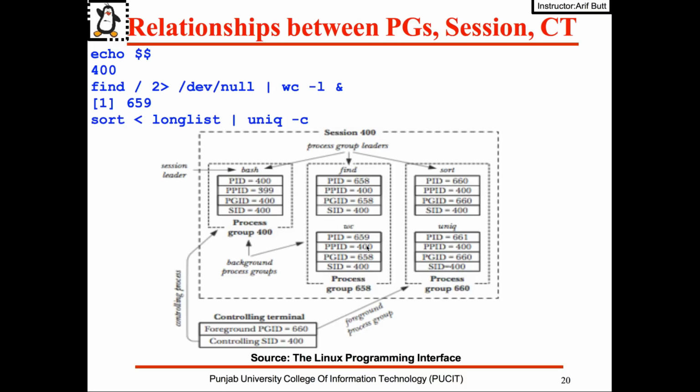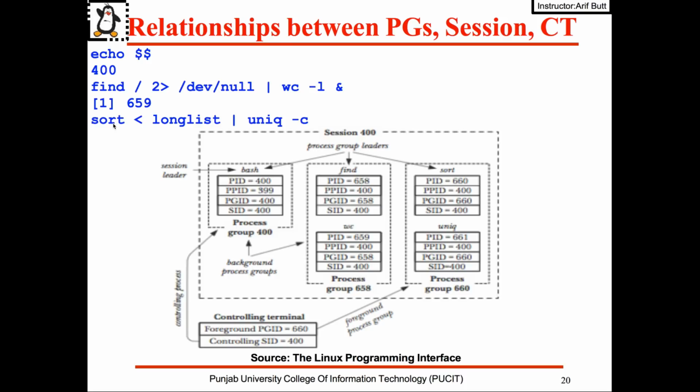So this is another process group. And the process group leader is, of course, find, the first process which is created over here. You can see the PID of find is 658 and the process group ID is also 658. The PID of wc is 659 and the process group ID is also 658, once again the ID of the find program. So this is another process group having two processes.